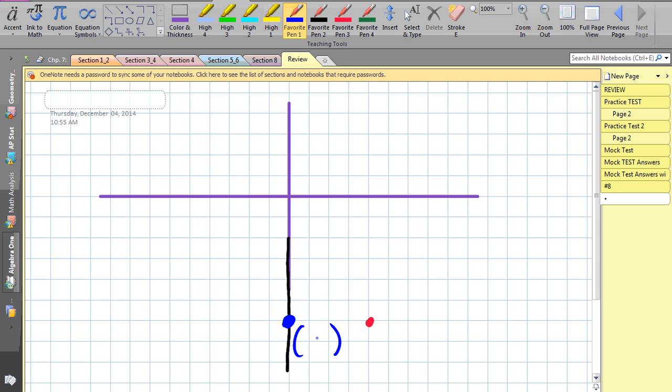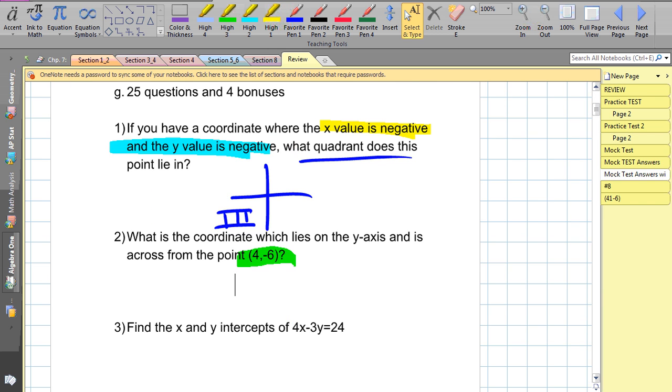And what is the coordinate of that point right there? The answer is going to be 0, comma, negative 6. So if that's 4, negative 6, the one that's across from it is going to have the same exact y value. And if it's on the y-axis, the x-coordinate is going to be 0. So the answer is 0, negative 6.